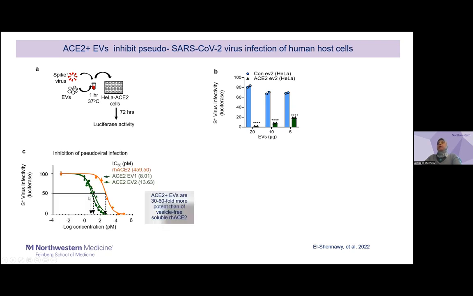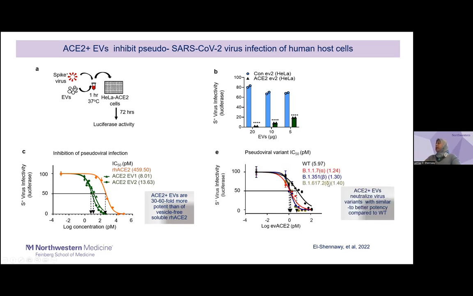And when we tested our vesicles in a dose-dependent manner, we found that ACE2 positive vesicles, both types of vesicles, did show this neutralization of viral infectivity, and they were from 30 to 60-fold more potent than the vesicle-free soluble recombinant human ACE2. And then at that time, the variants started to appear. So we tested the variants, and voila, we see the same inhibition in a dose-dependent manner. At that time, we had alpha, beta, and delta. And actually, ACE2 positive vesicles neutralize virus variants with similar to better efficacy compared to the wild type.